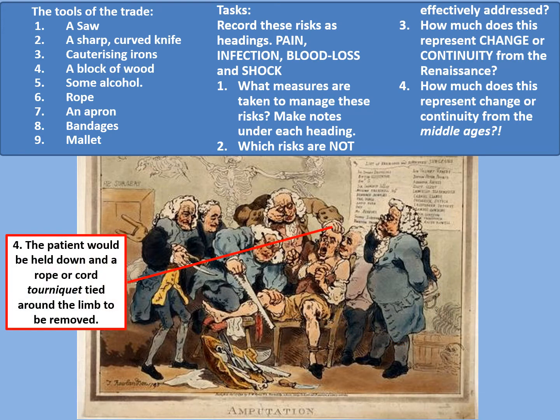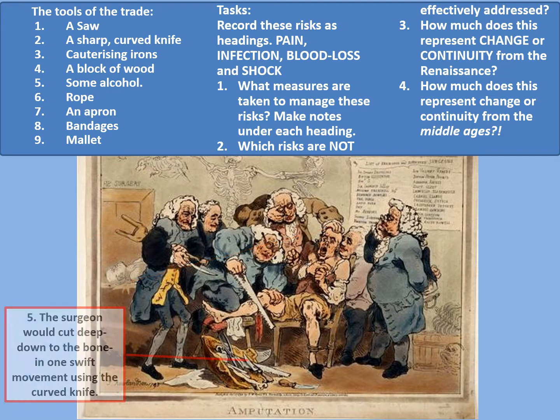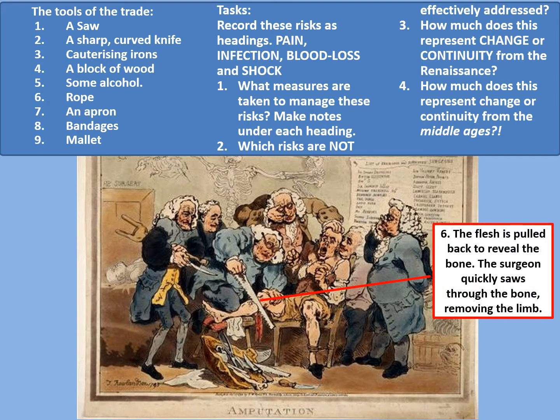Stage 4. The patient will be held down, and a rope or cord tourniquet tied around the limb to be removed. This would help prevent it bleeding out entirely. Number 5, the surgeon would cut deep down to the bone in one swift movement using the curved knife. The flesh is pulled back to reveal the bone, and the surgeon quickly saws through the bone, removing the limb.